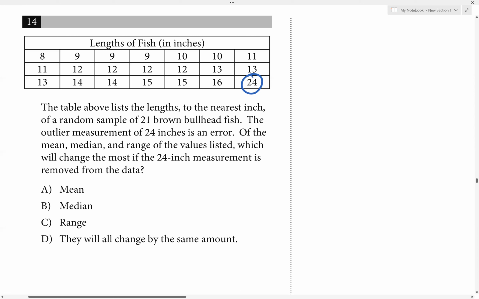Okay, so first let's look at the answers. We have mean, median, and range, or they will all change by the same amount. It's probably not D, unless we can prove it somehow, right? Chances are it's not going to be D, okay?